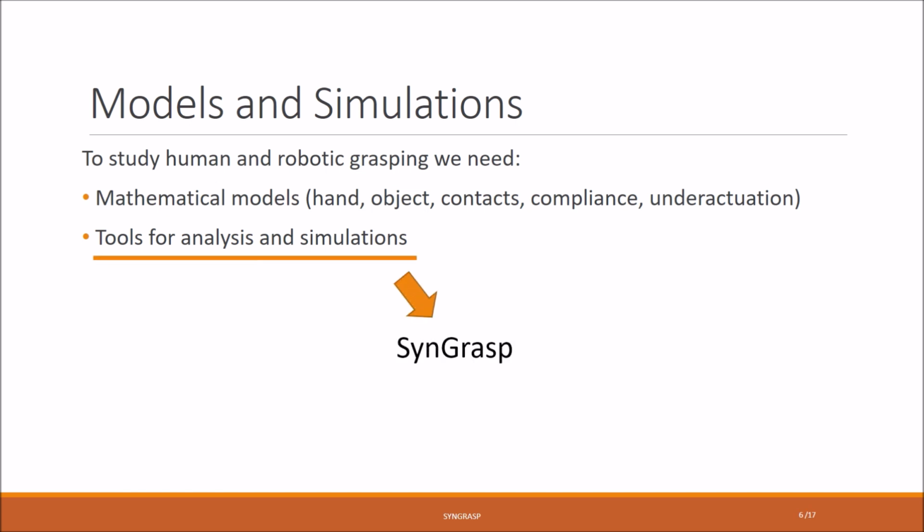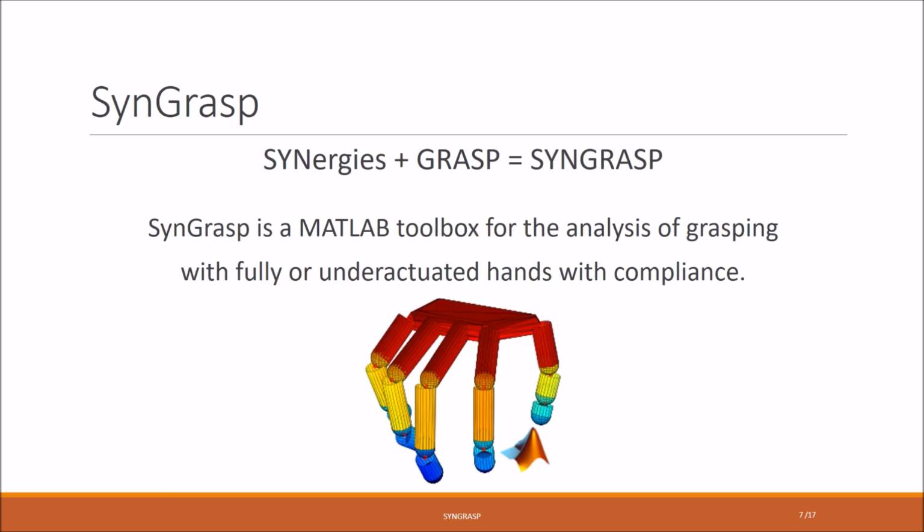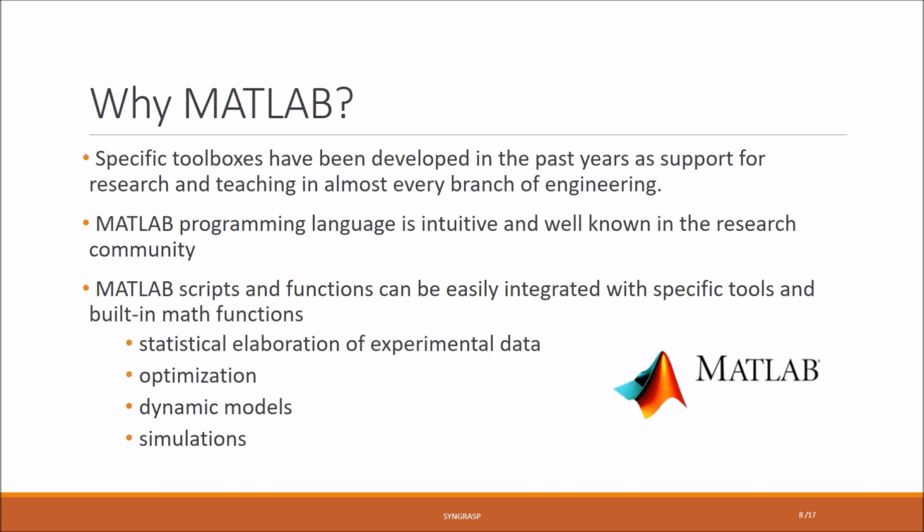This is why the SynGrasp toolbox was born. As you can understand, the name of the toolbox is the union of synergies and grasp. And SynGrasp was born exactly with the purpose of analyzing grasps with fully actuated and under-actuated hands with compliance. The toolbox was developed in MATLAB, and we chose MATLAB because it is very well known in the research community, and it embeds some toolboxes like those on optimization and statistics that are very useful also for analyzing grasps.